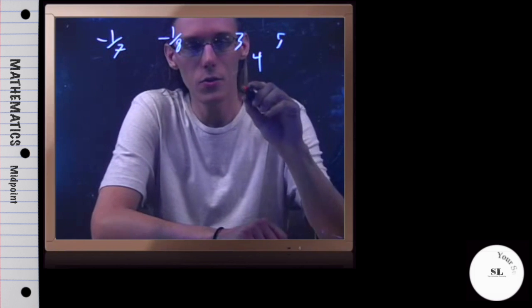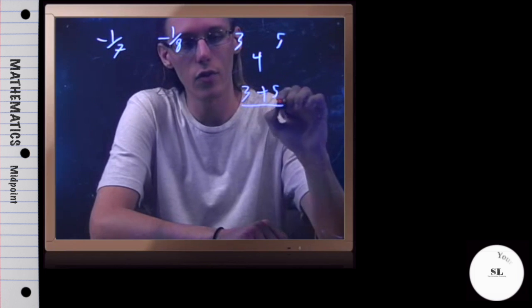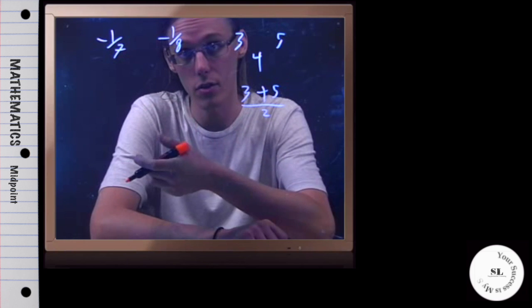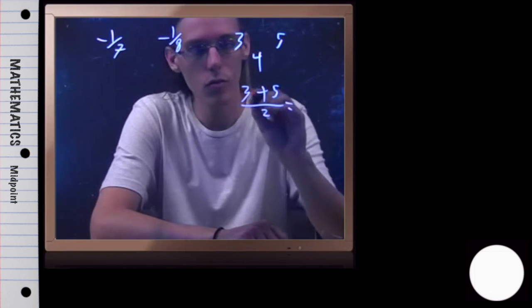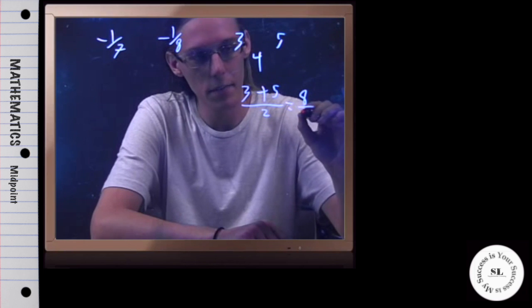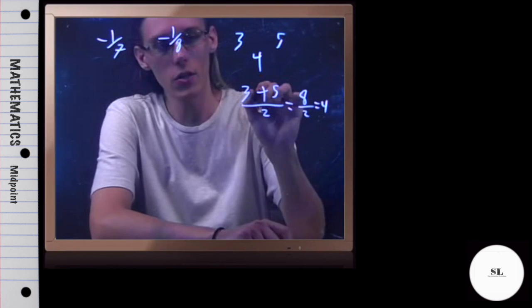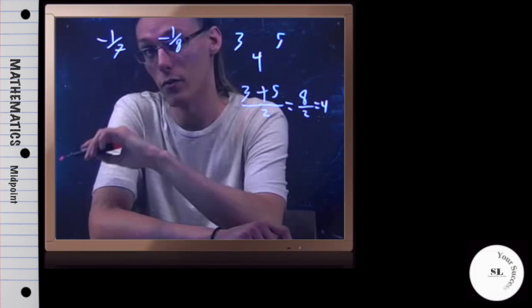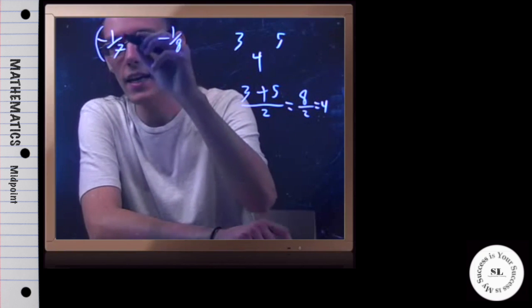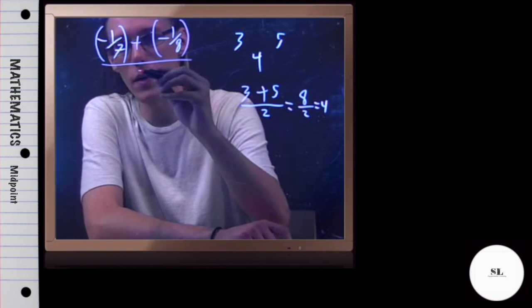Well, what you do is you take the first number, add it to your second number, and then divide by 2. You basically take the average, and that's going to be the number that's right in between them. And notice here, 3 plus 5 is 8, divided by 2 is 4, which we already knew. So we can use this for harder examples like this right here, the negative 1/7 and the negative 1/8. So I'm going to take negative 1/7 and add it to negative 1/8 and divide by 2.